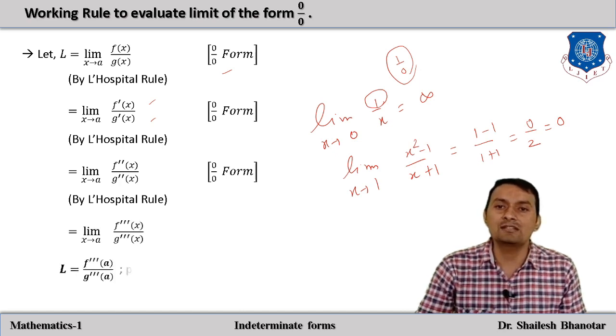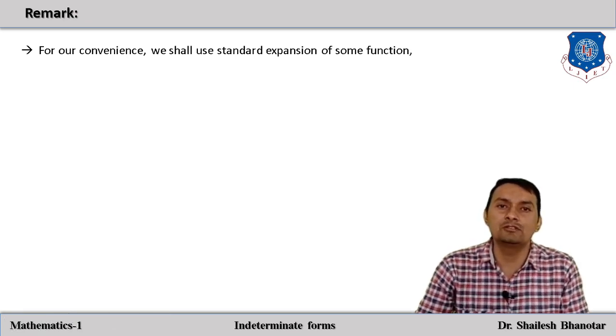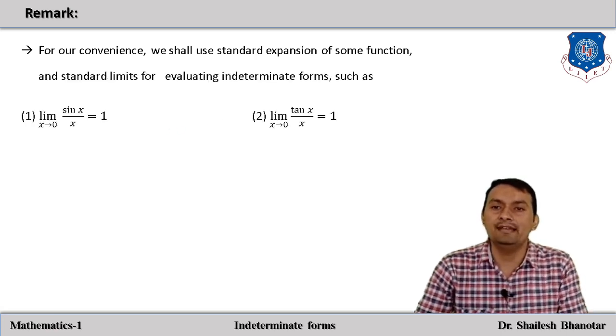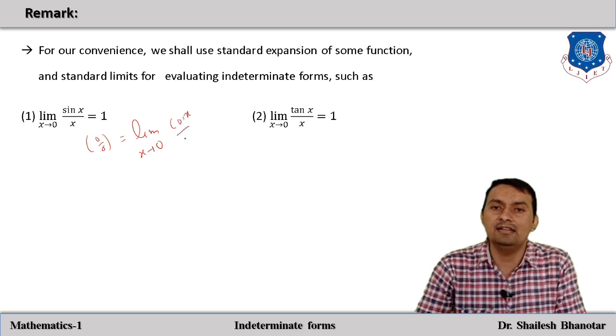Let us look at the first question, and before that, for our convenience we will use the standard expression for functions, like limit x tends to 0 of sin x by x, which is exactly 1. But how can we say the answer is 1? If we put x equal to 0, we get 0 by 0. That means we can use the L'Hopital rule here. Limit x tends to 0, the derivative of sin x is cos x, and the derivative of the denominator is 1. If we put x equal to 0, we get cos 0, and cos 0 is exactly 1.